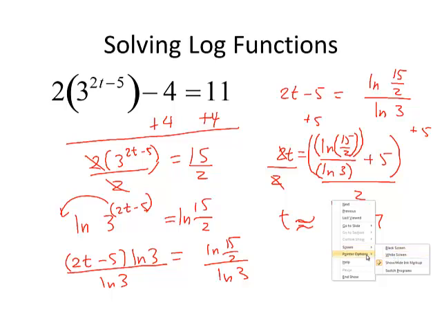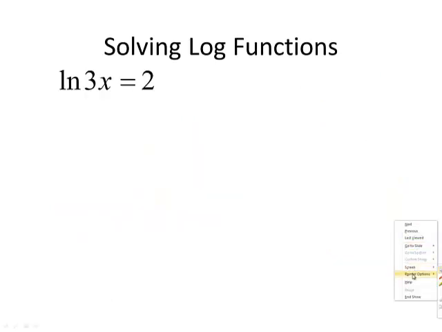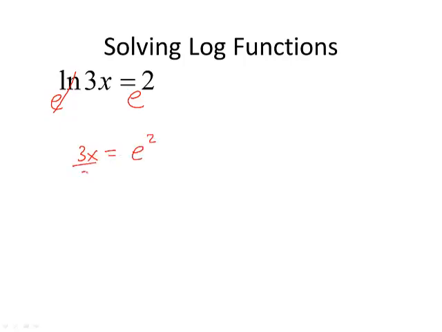Alright, next problem. Okay. I believe you can solve this on your own. This is kind of a simple one compared to the one we just did. Alright, here we go. Ready? Done? Alright, antilog of the natural log. Divide by 3. X is equal to e squared over 3. And then you can finish that off with your calculator. And I get x is approximated to 2.463.